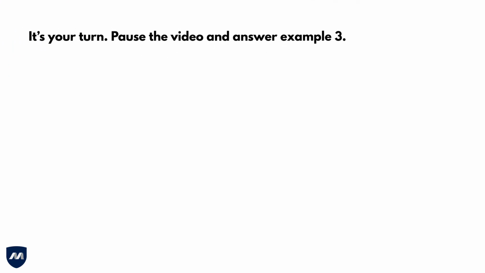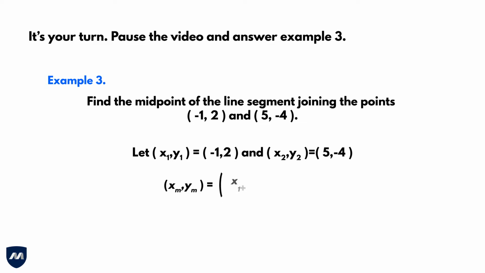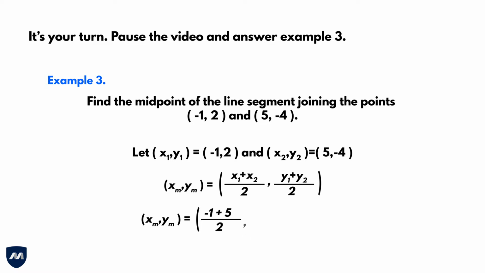Now it's your turn. Pause the video and answer example 3. Example 3. Find the midpoint of the line segment joining the points (-1, 2) and (5, -4). Let (x1, y1) be (-1, 2), and (x2, y2) be (5, -4). (xm, ym) is equal to ((-1 plus 5) over 2, (2 plus -4) over 2), equals (2, -1).